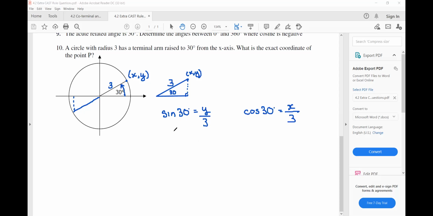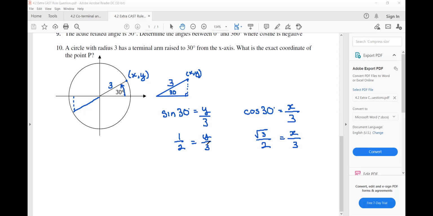So what is sine of 30 degrees? Half. What is cosine of 30 degrees? Root 3 over 2.